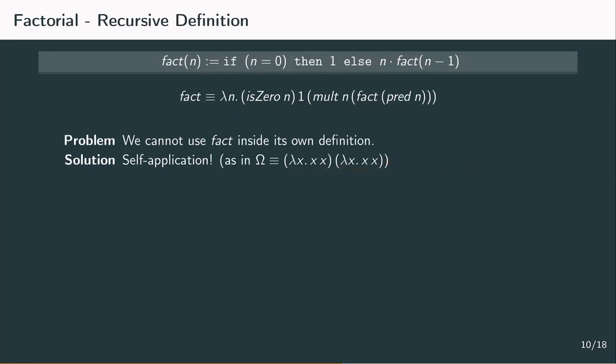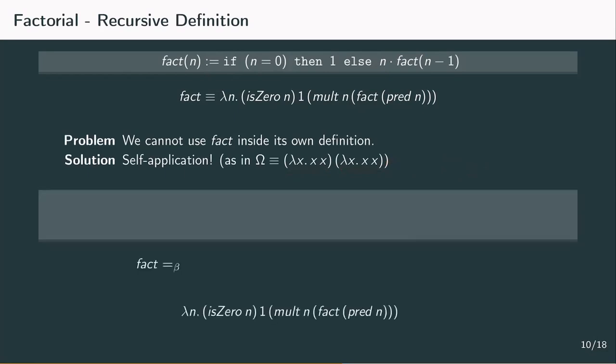So, we want to achieve that fact is convertible to lambda n dot is 0 n applied to 1 and mult n applied to factorial of predecessor of n. The idea is just the same as with omega. For fact to be equivalent to a helper function fact prime applied to itself, so fact prime applied to fact prime. And this helper function will work with self-application to reproduce itself.